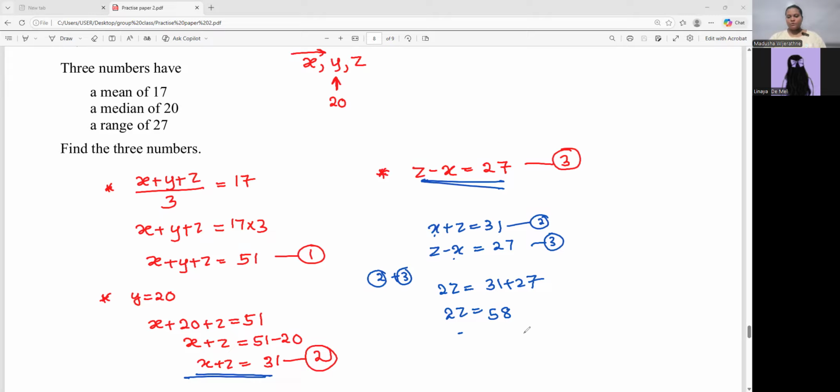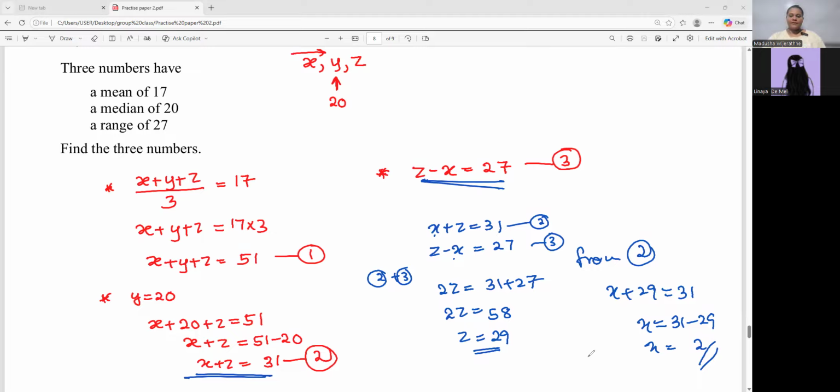Divide both sides by 2: z is 29. Then we can use the second equation and find x. x plus 29 equals 31, so x is equal to 31 minus 29. x is equal to 2. So the three numbers are 2, 20 and 31. Not 31, 29. These are the three numbers. The answer is this.